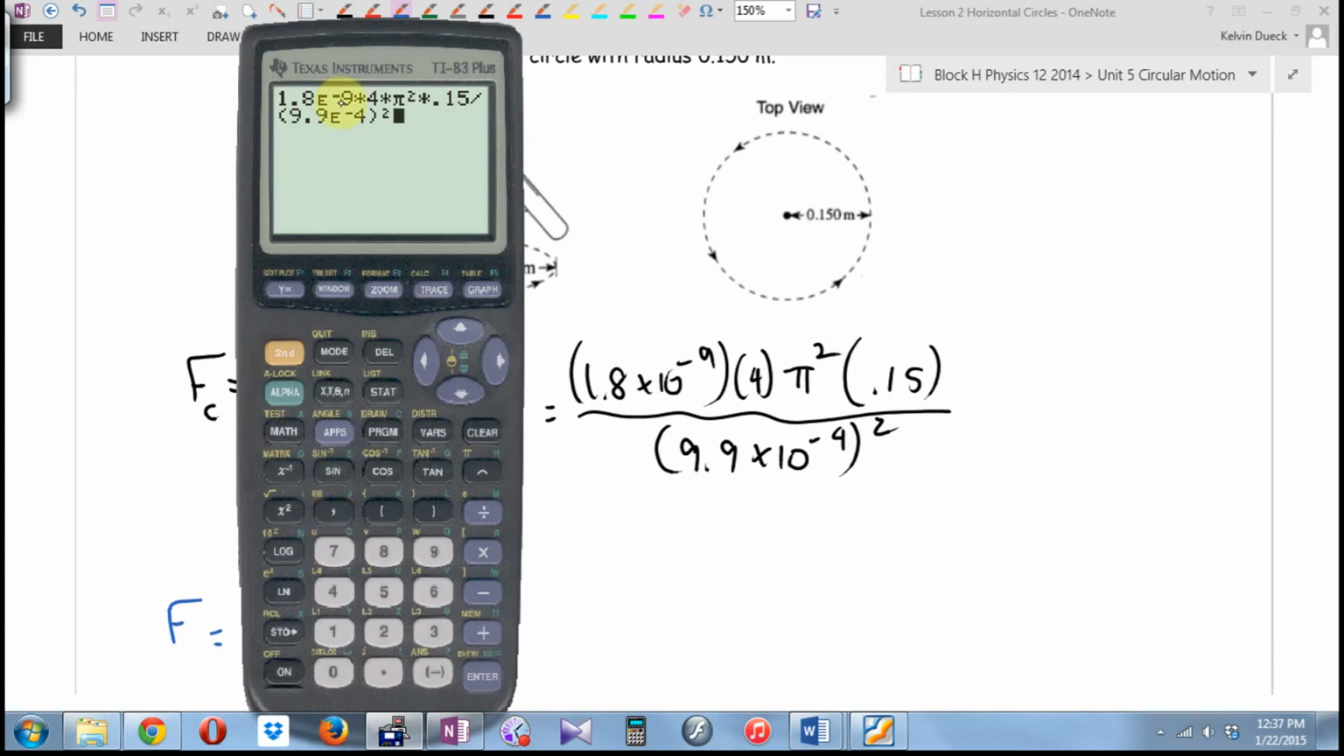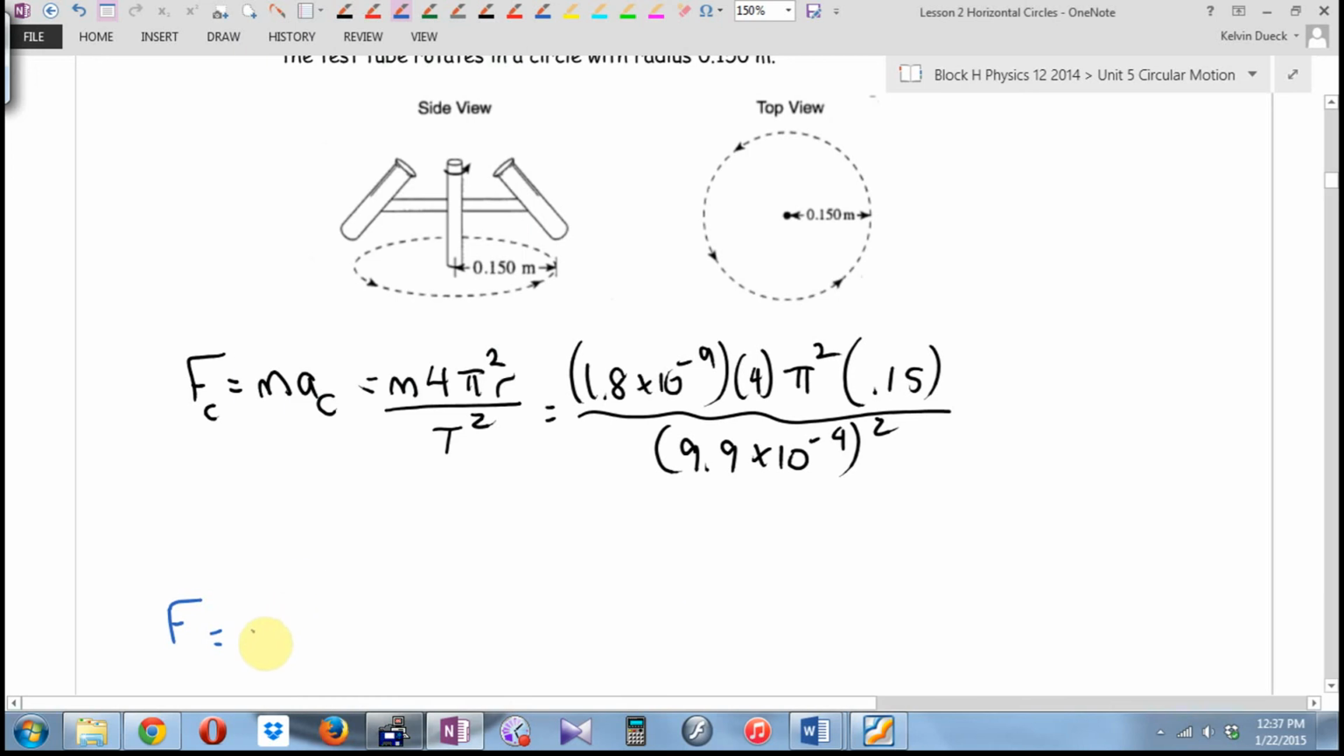(1.8 negative 9 4 pi squared r over t squared). You should get that 0.019. Sorry, 0.0109. And it's a force. What would my units be? Yeah, still newtons. See if you can get that. If you can't, raise your hand and I'll come help.